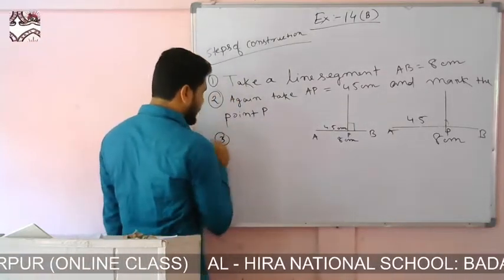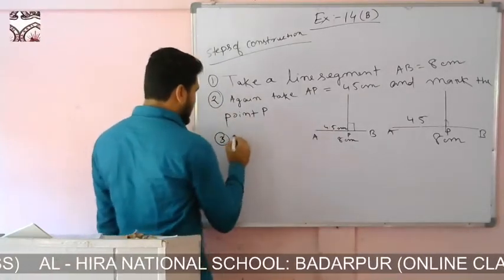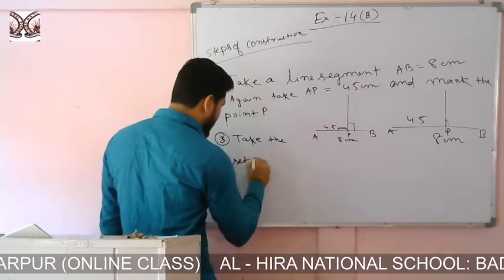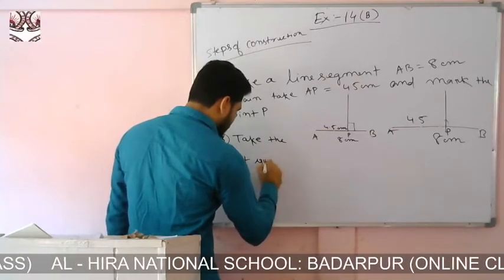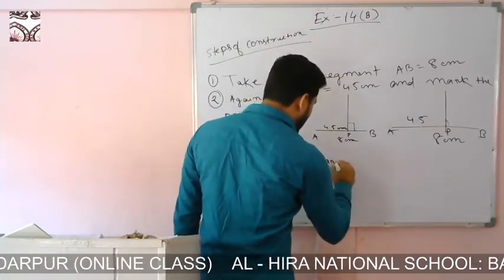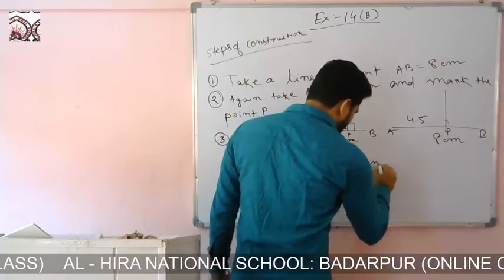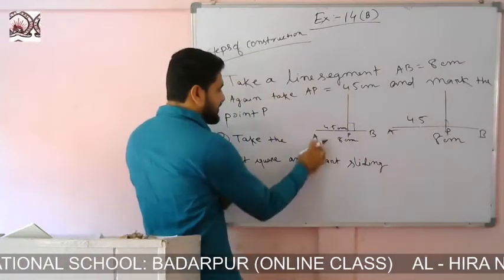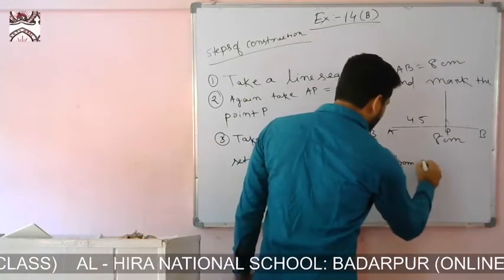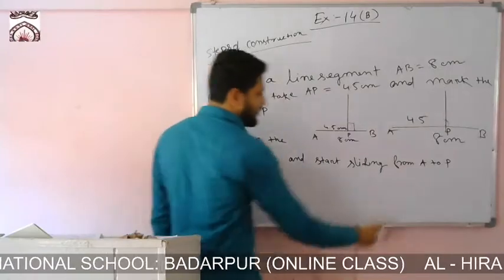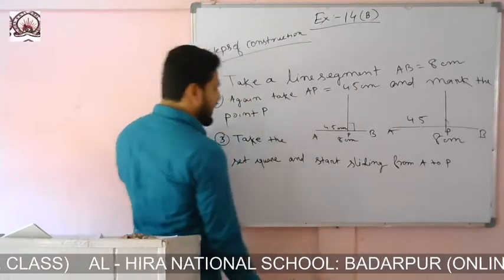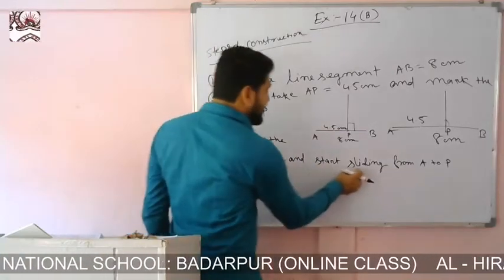After that, take the set square and start sliding from A to P. That means take the set square and slide the set square up to P. Take the set square and start sliding from A to P.